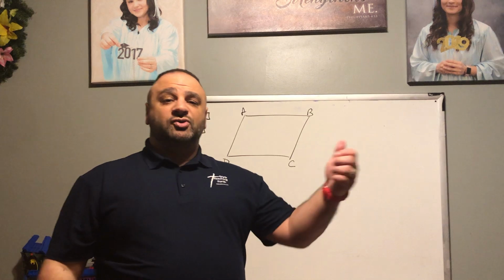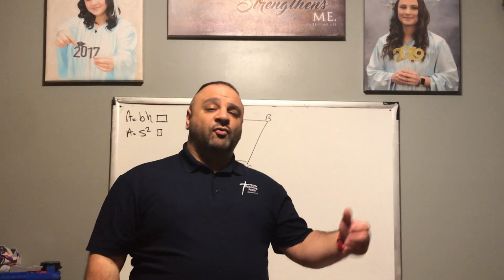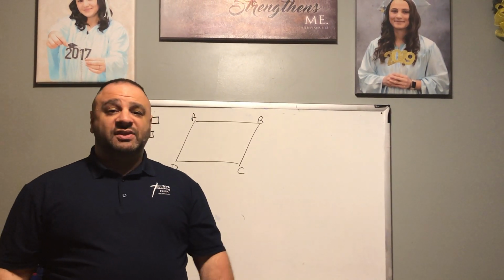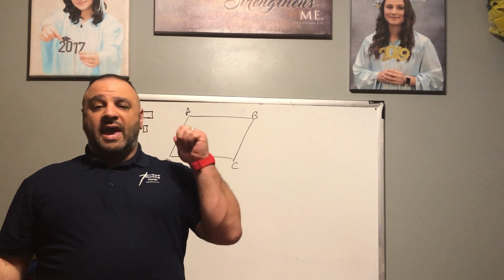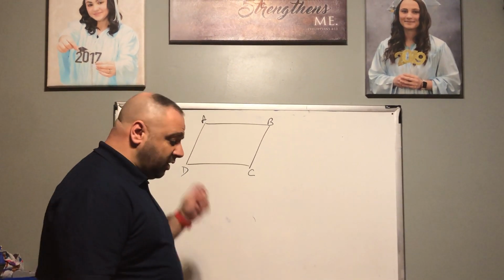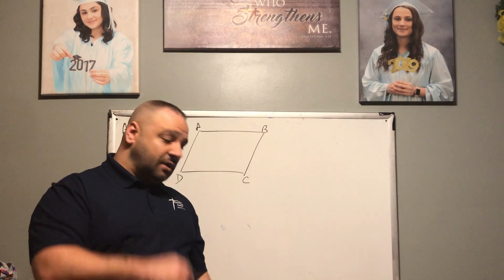So perimeter, 2 times the length plus 2 times the width. That is the measurement around a figure, a polygon. For a square, it's 4 times S. The area of a rectangle, again, area equals base times the height. And then the area of a square is area equals S squared. So we learned those things last week.